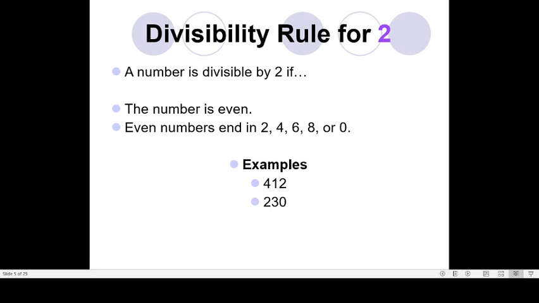Same way in the second example, 230, 0 is at last place. So remember, to check the number is even or odd, we need to check the last place. So it's 0 here. So the number is even. Therefore we can say 230 is divisible by 2. Same way 516.